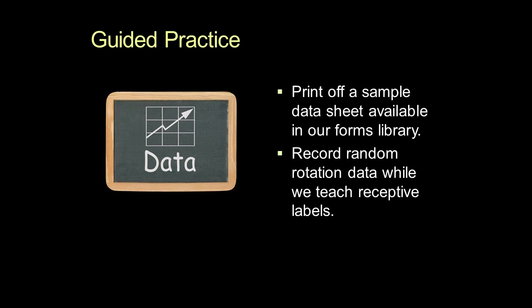Great. Now it's your turn. Pause the video and print out a sample data sheet or use a scratch piece of paper. Let's practice collecting some data. We will be doing a random rotation of ball, Coke, and crayon in the receptive labels program as we worked with in the previous example.